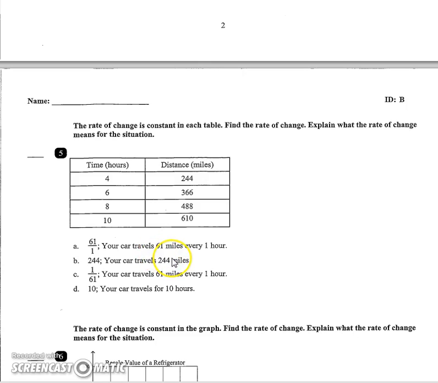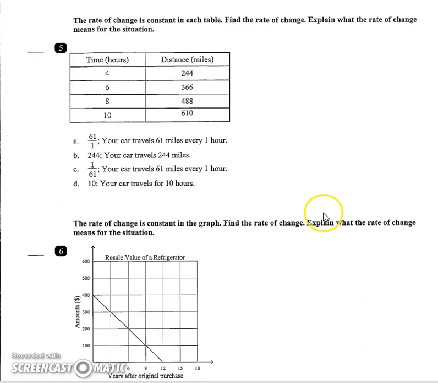Number five, the rate of change is constant in each table. Find the rate of change. Explain what the rate of change means for the situation. Again, you're looking for the slope occurring between the time in hours and the distance in miles. So you want to find the change in your time values over the change in your distance, and you're looking at the change in y's over the changes in x's, which will give you your rise over run.